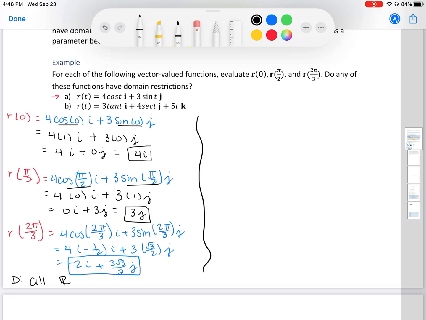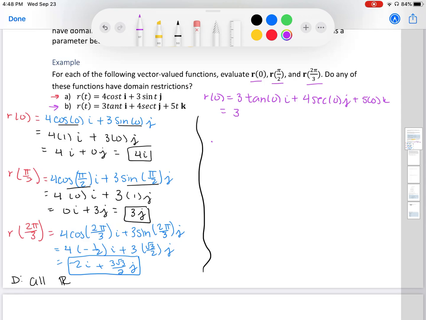Let's take a look at the second part of our problem. Our second problem reads r of t equals 3 tangent t i plus 4 secant t j plus 5t k. So let's go ahead and evaluate at 0, pi over 2, and 2 pi over 3. Alrighty, so at r of 0, we go ahead and put 0. We get 3 tangent of 0 i plus 4 secant at 0 j plus 5 times 0 k.